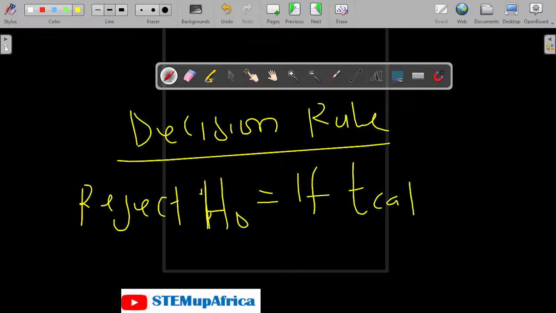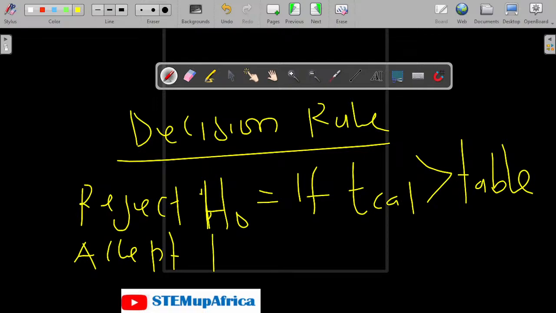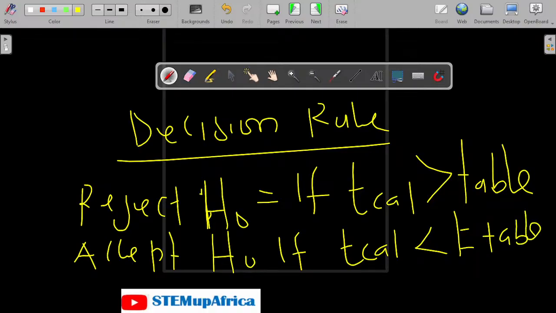t calculated is greater than t table. Then you accept the null hypothesis if t calculated is less than t table. If t calculated is less than t table, you accept it. So now let me tell you a secret. If you try to know the two, you will get confused. So just know one. The one you know is the opposite of the other one.